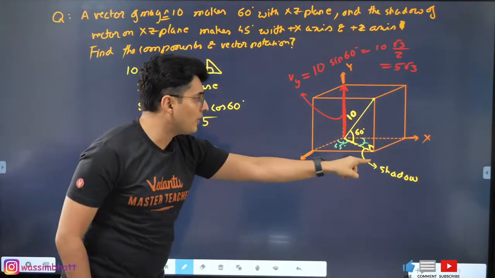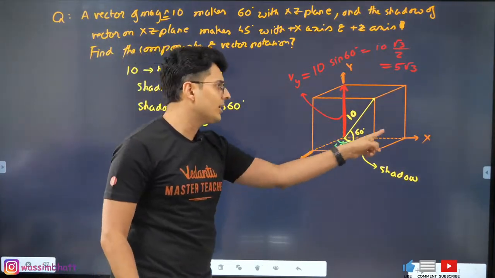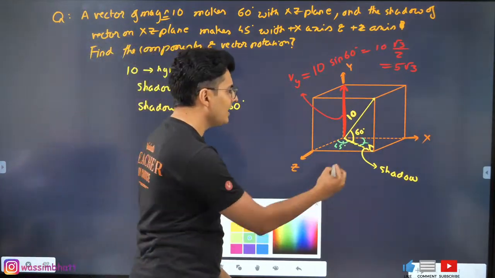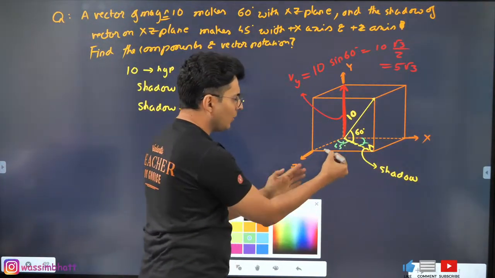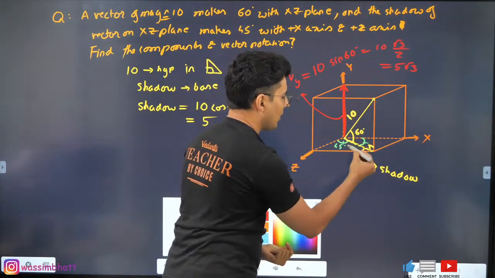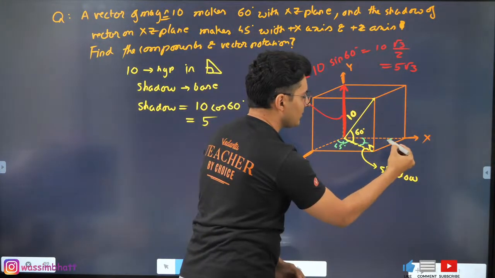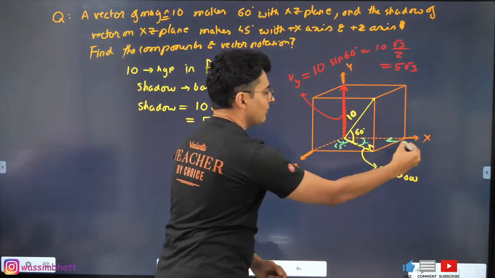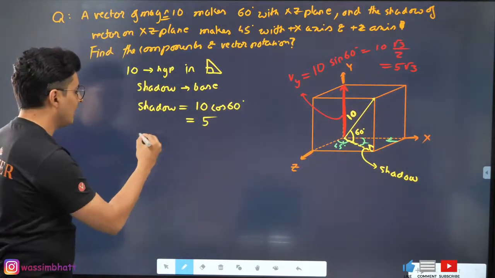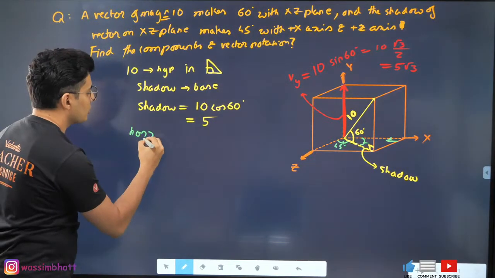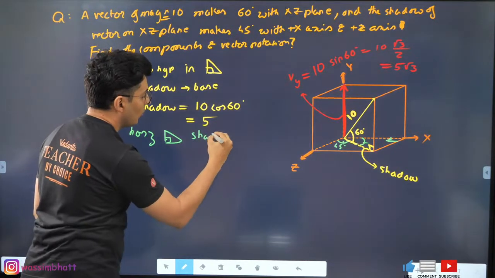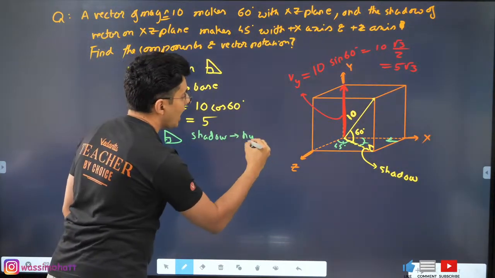Now the shadow is 5 units. But I don't want the shadow, I want the x and z components. I know what to do now. I can clearly see a right-angled triangle over here on the base as well. On the base, there is a beautiful right-angled triangle. It's flat, it's horizontal. In that horizontal right-angled triangle, the shadow is the hypotenuse.